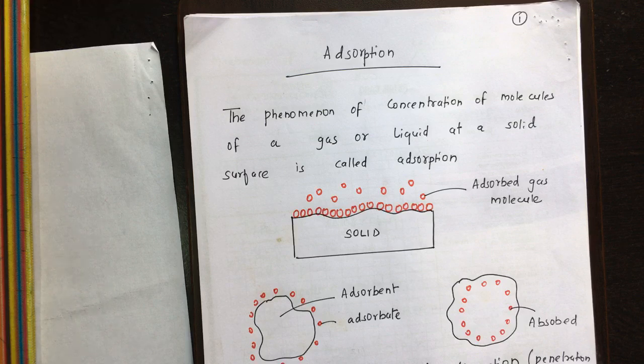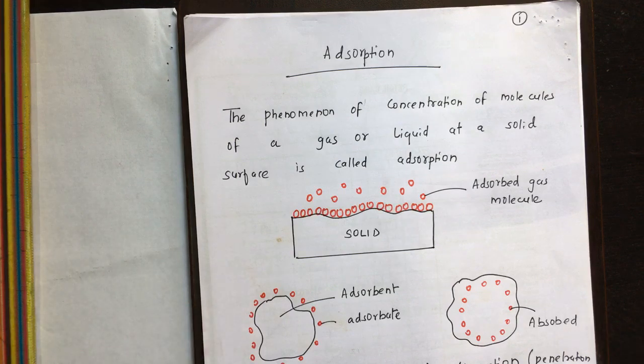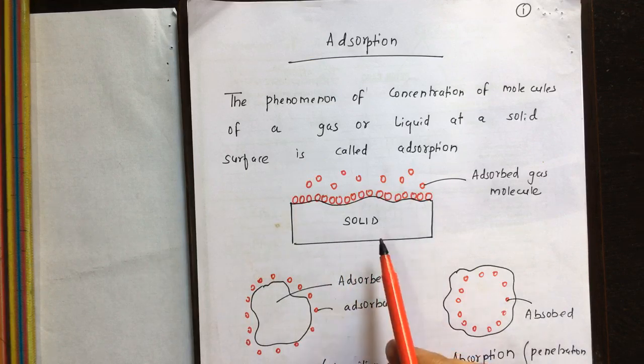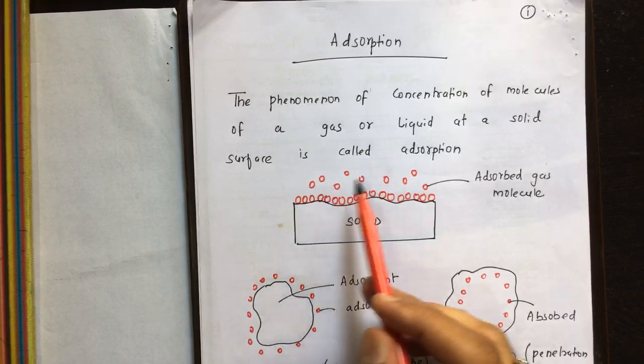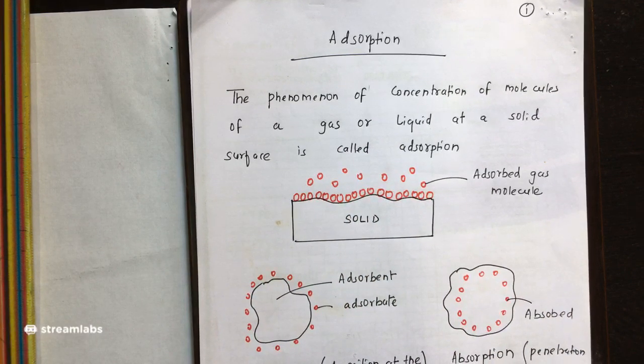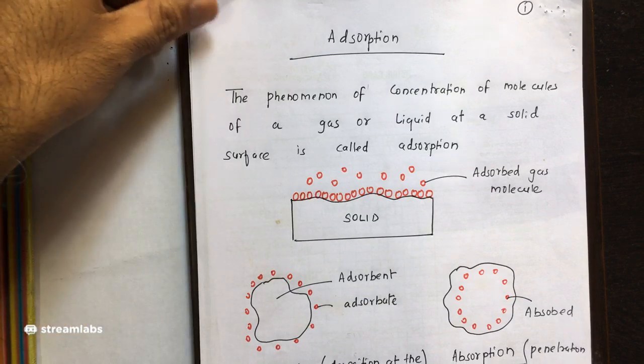Okay, next we come to the part of discussion which is adsorption. What is adsorption? Basically, it is the phenomenon of concentration of molecules of a gas or liquid at a solid surface. So this is the solid surface, and on this solid surface, these are the adsorbed gas molecules. So the phenomenon of concentration of molecules of a gas or liquid at a solid surface is called adsorption.